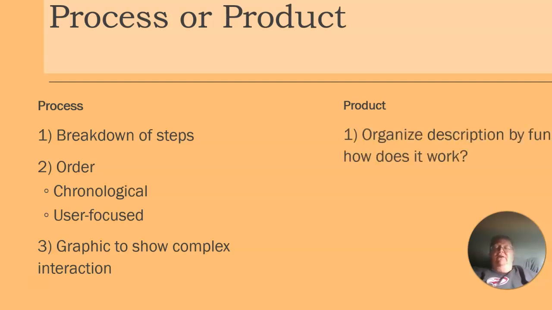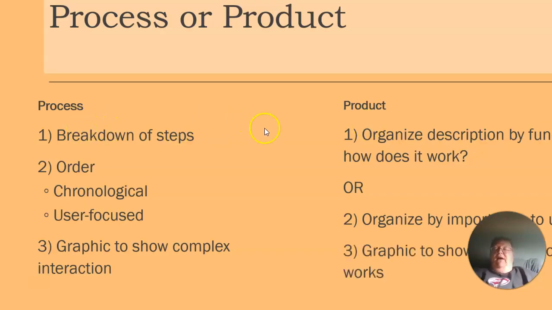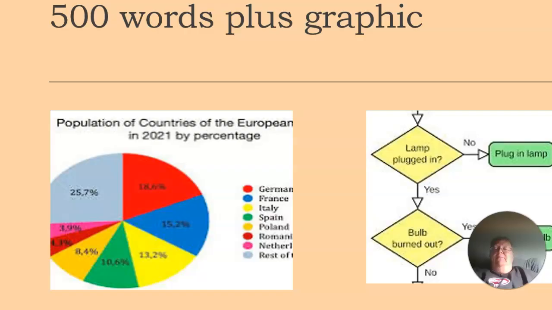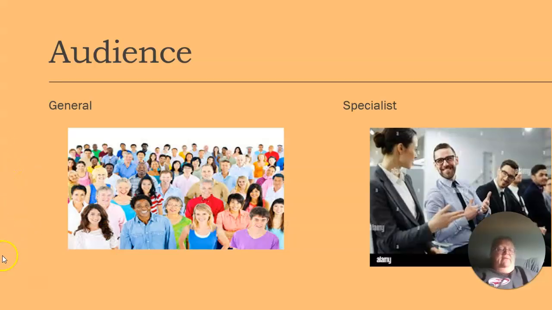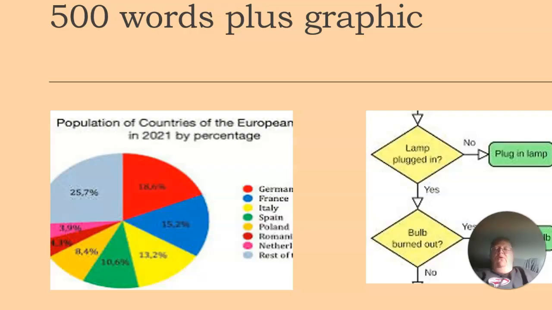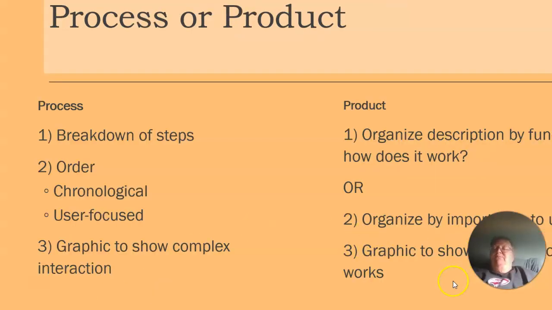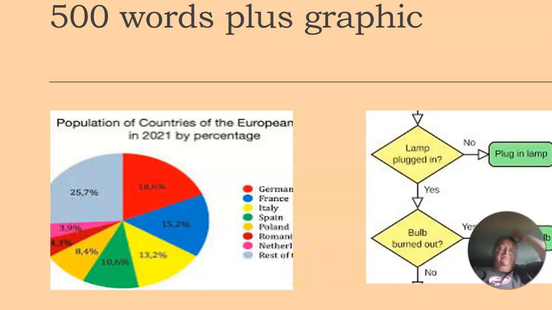If you chose a product, you're going to organize your description by function, perhaps. You could organize it by talking about how does it work. Or you could organize it by what's important to the user, and you're going to create a graphic to show the parts or how this thing works, right? So 500 words plus a graphic.